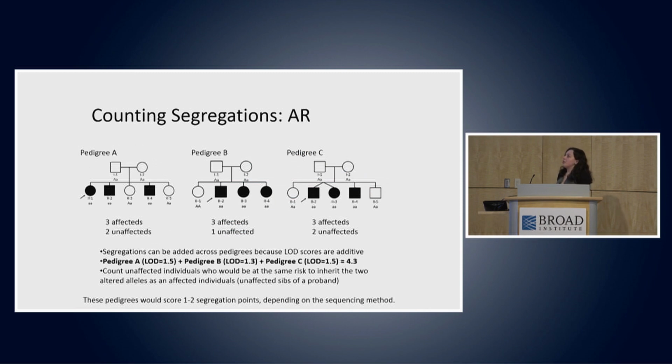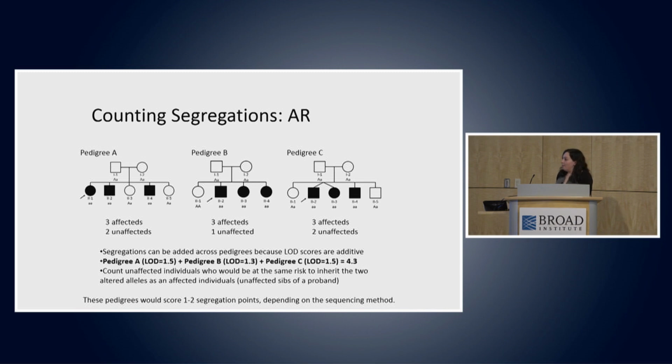So for autosomal recessive, counting segregations, as I mentioned, you count affecteds and unaffecteds. So for example, in pedigree A, the unaffecteds that you would consider are those that have the same risk of inheriting the variant and potentially being affected as the affecteds. So you wouldn't count the parents as unaffecteds. In this case, you would count the sibs. So in this case, we have 3 affecteds and 2 unaffecteds. And so you would put that in the formula that had affecteds and unaffecteds in it to calculate the LOD score.